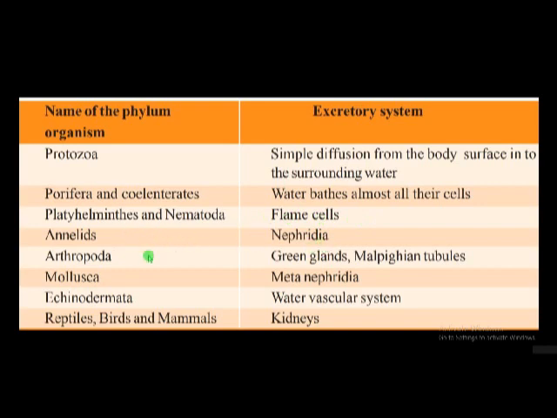In arthropods, like insects, different insects are there. In insects or in arthropods, the excretory organs are green glands and Malpighian tubules. In mollusks, for example, snail, in Telugu it is called napta, the excretory organs are metanephridia. In echinoderms, for example starfish, etc.